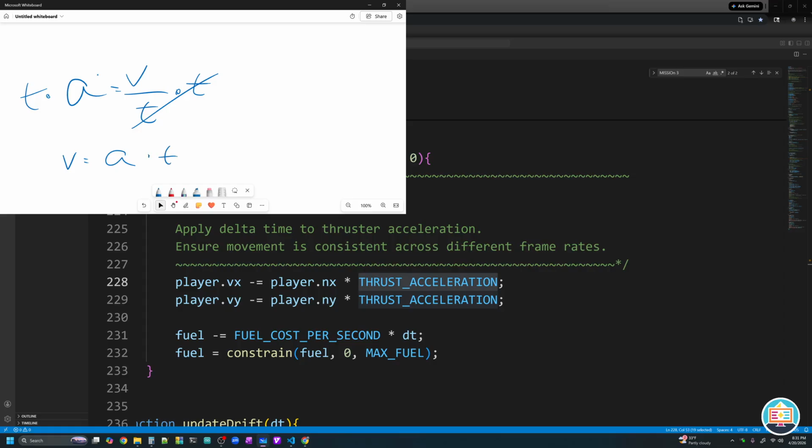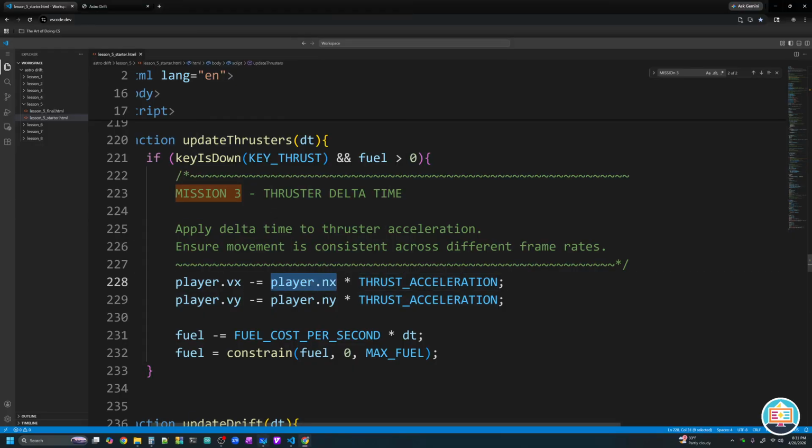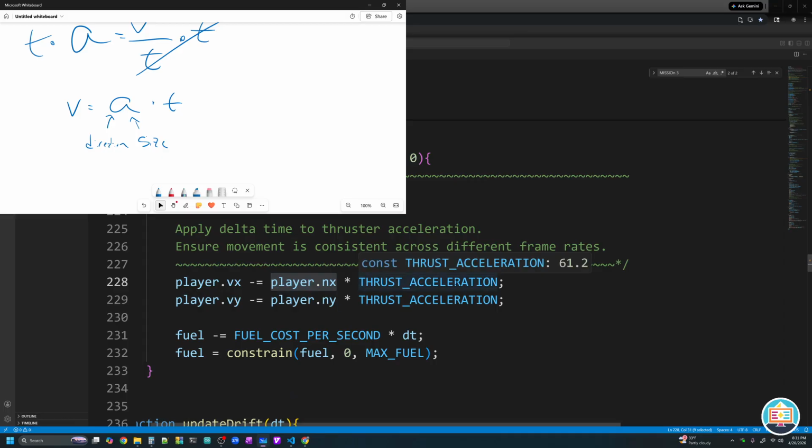multiplying by our time. And we're just going to go one step further here because this acceleration actually has 2 parts. It has a direction and it has a size. And if you look here, our velocity is equal, this is the direction of the acceleration, and this is the size of our acceleration. Our size is 61.2, and our direction is given by the direction of our thruster.